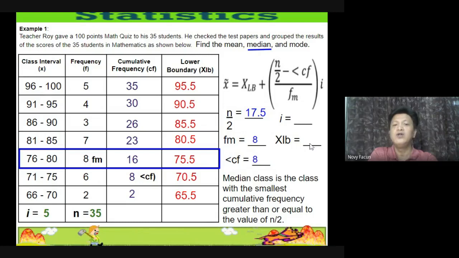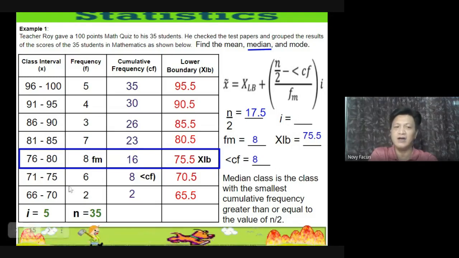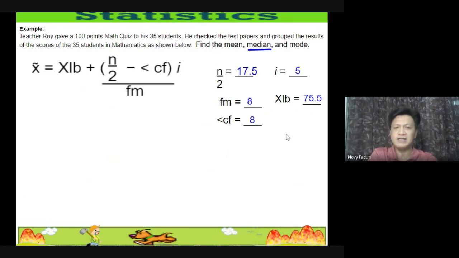And then, so ano naman yung ating XLB? Di ba? Ito yung lower boundary of the median class. So if this, meaning to say, this is 75.5. Kung mapapansin nyo, nandyan lang sa row na yan. Kaya yan po yung ating lower boundary. And what is the value of I? Okay, di ba? Ito yung I natin, the class size. Ayan. So meaning to say, kapag nakompleto na natin yung parts ng formula for the median, pwede na natin i-substitute dito sa formula natin para malaman yung value ng median.